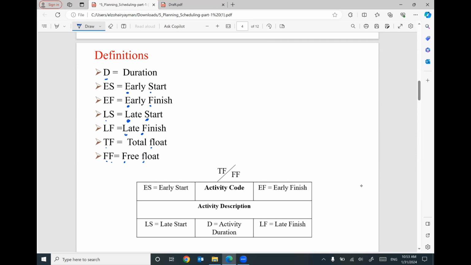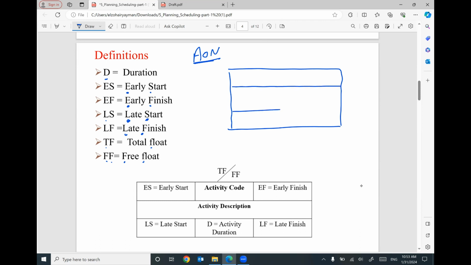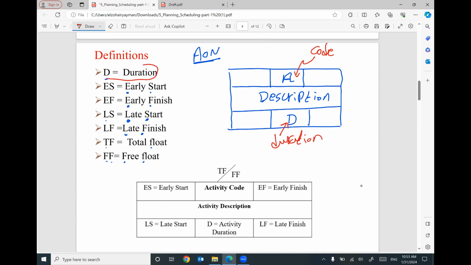If you would like to put these symbols on each activity, remember, for activity on node, I told you we are going to divide this rectangle into different parts. First of all, here is the name of the activity. Here is the short description of the activity. And here is the duration of the activity. So this is the code or name or symbol for the activity, and here is the duration, D.